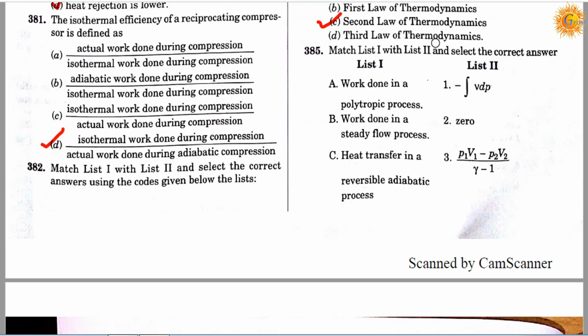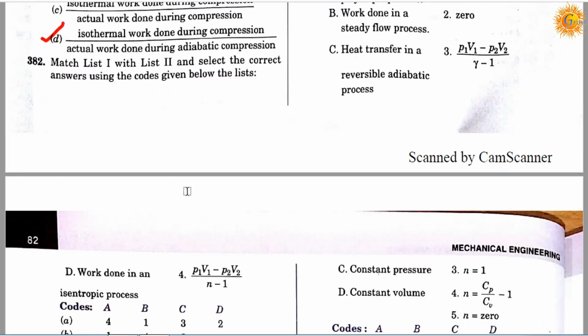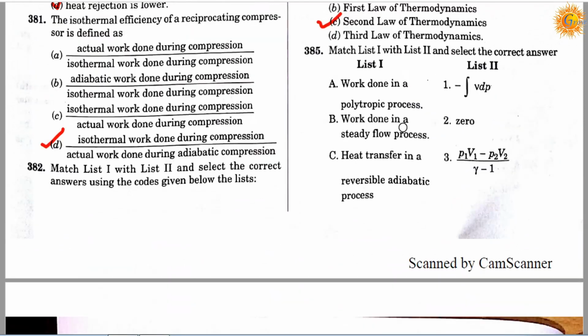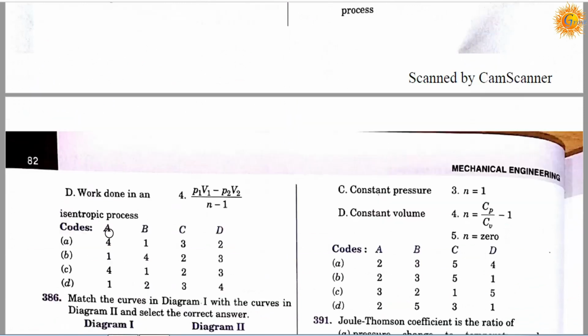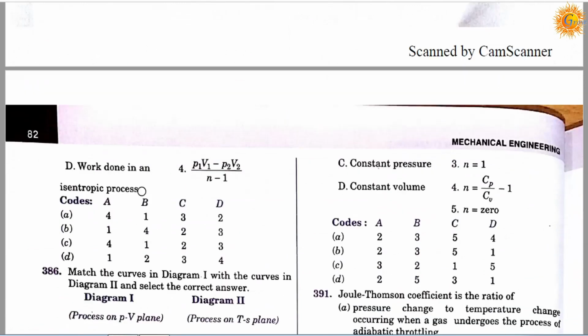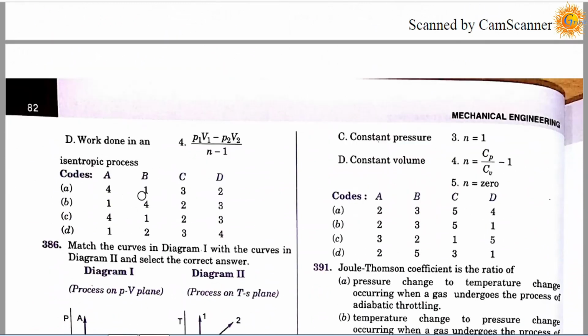Question number 385. Match the first list with the second and select the correct answer. In list 1, work done in a polytropic process is defined by what form? Option B is work done in a steady flow process, option C is heat transfer in a reversible adiabatic process, and option D is work done in an isentropic process. So the correct answer here is actually C.